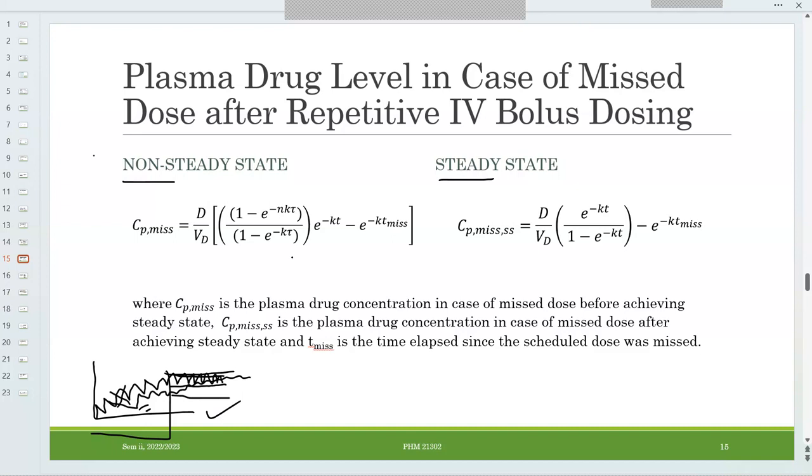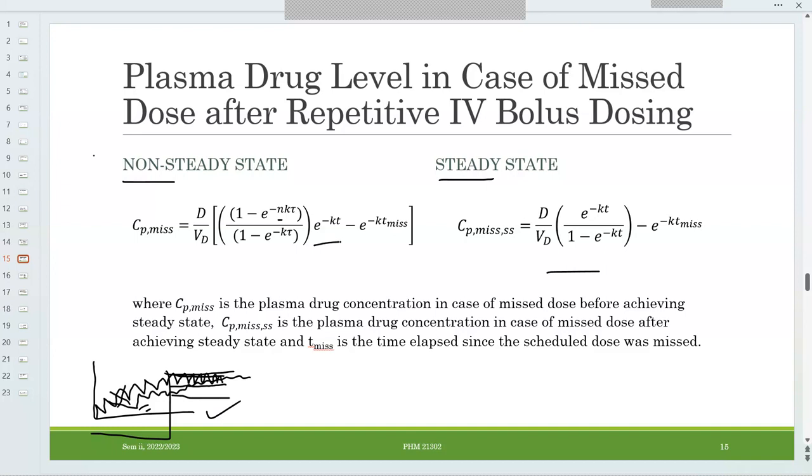Okay, so as I mentioned, you don't need to memorize these equations, but you have to understand what values are included inside. Up till here it is almost the same form as before, when we calculated the concentration from a certain dose before steady state and at steady state. But here, n is the number of doses. In the steady state equation, we don't have the term number of doses.